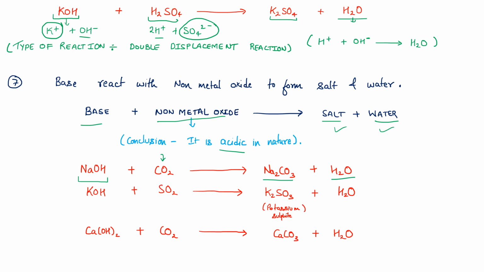Similarly, what happens when potassium hydroxide reacts with sulfur dioxide? It forms potassium sulfite, that is K2SO3. When calcium hydroxide reacts with carbon dioxide, it forms calcium carbonate. It is all salt and water. So we can conclude that non-metallic oxides are acidic in nature.